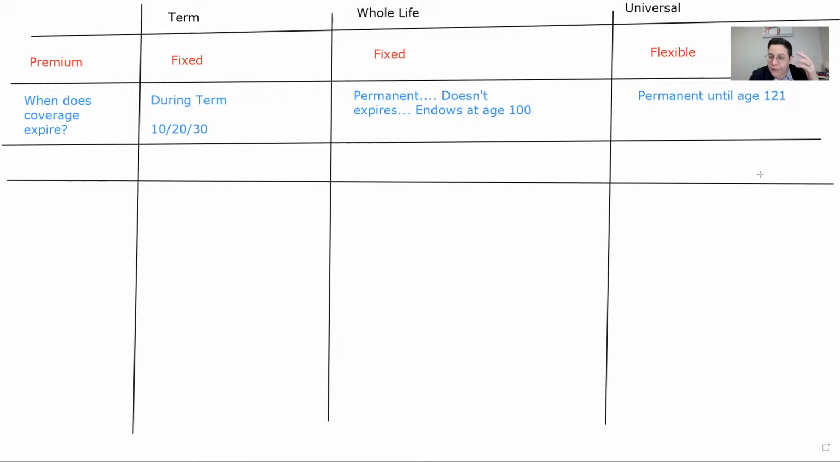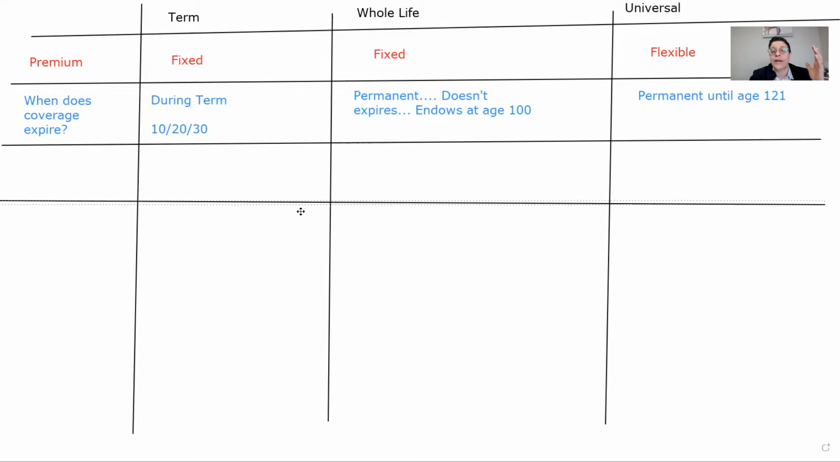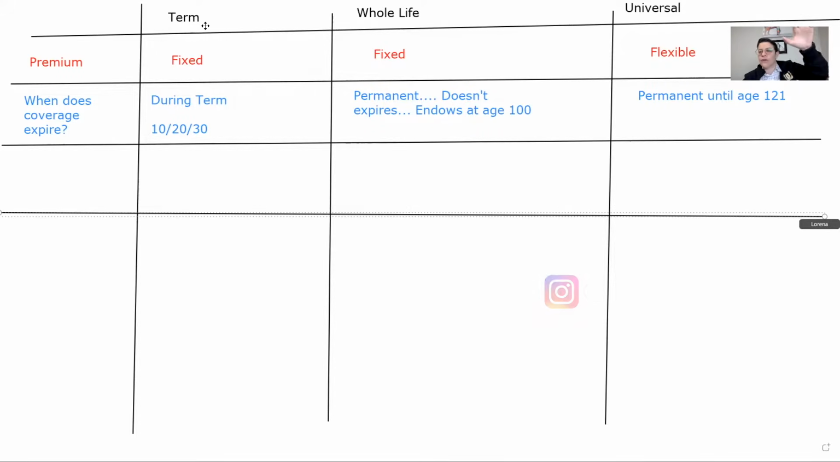So if in the test it asks you, hey, so-and-so, this policy never expires, or they want to have a permanent policy, you know you get rid of term, and it could either be a whole life policy or a universal life policy. But if it says no, they only want it for a small period of time, guess what? It's a term policy, okay?